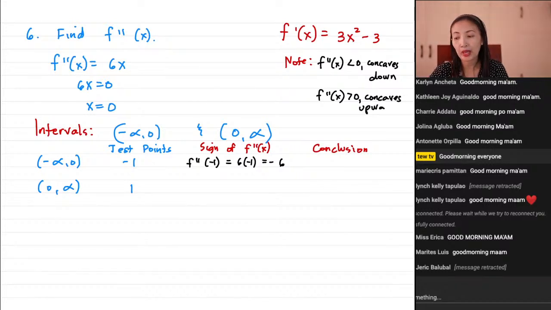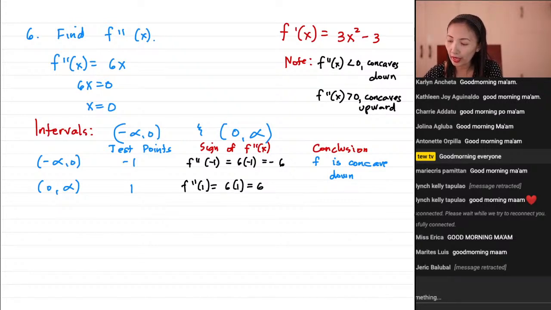Okay, so going back. f double prime of negative 1 is negative 6. So what can you say? f is concave down. Now we proceed to the next test value, which is 1. What is f double prime of 1? 6 times 1 is equal to positive 6. So what is our conclusion? f is concave up.